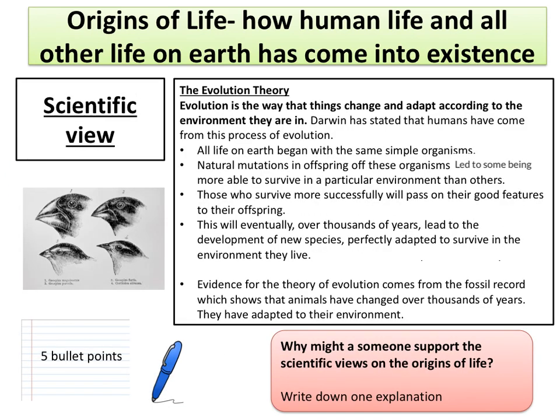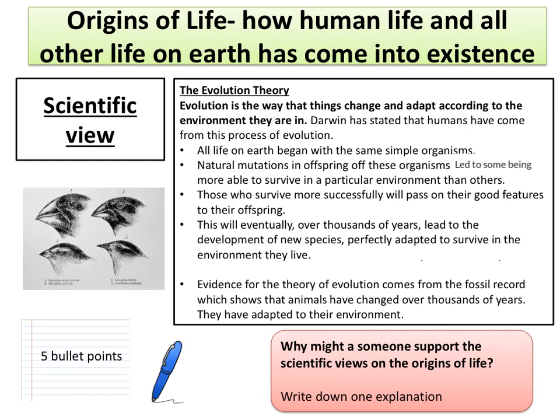The scientific view on the origins of life is very different to the religious one. The main theory accepted in science for the origins of life is the theory of evolution. Evolution is the word used to talk about the way that things change and adapt according to the environment that they're in. This happens over a very long period of time. The theory was put forward by a scientist called Charles Darwin, and he has stated that humans have come into existence from the process of evolution.